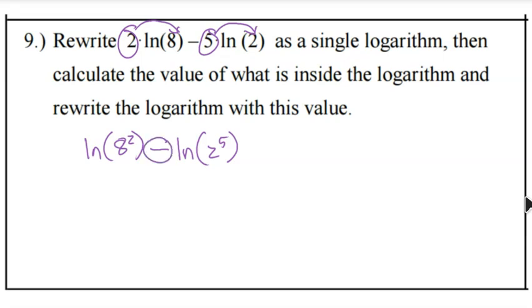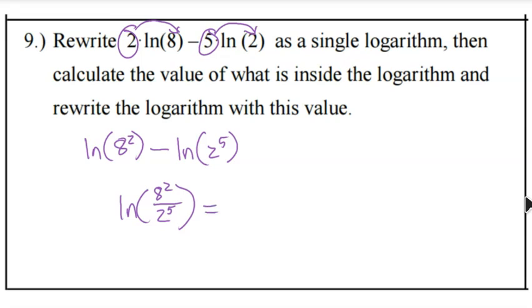This is subtraction, and we know that a logarithm minus a logarithm, if we do the natural log of this minus the natural log of that, we can rewrite it as the natural log of this, 8 squared, divided by that, 2 to the 5th power. So we're going to have the natural log of 8 squared divided by 2 to the 5th power.